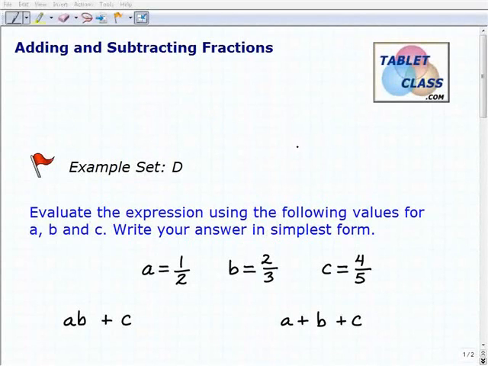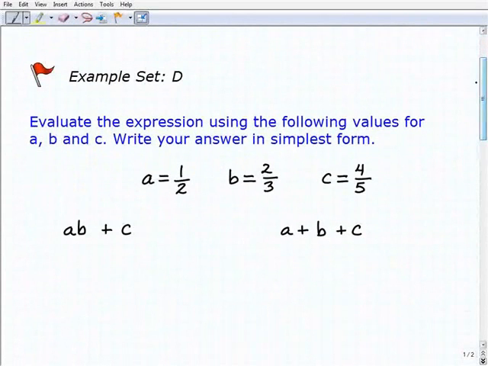This is our fourth example, set D, and what we're going to do here is evaluate these expressions using the following values for A, B, and C. You can see that our first expression is AB, or A times B, plus C, and our second one is A plus B plus C.